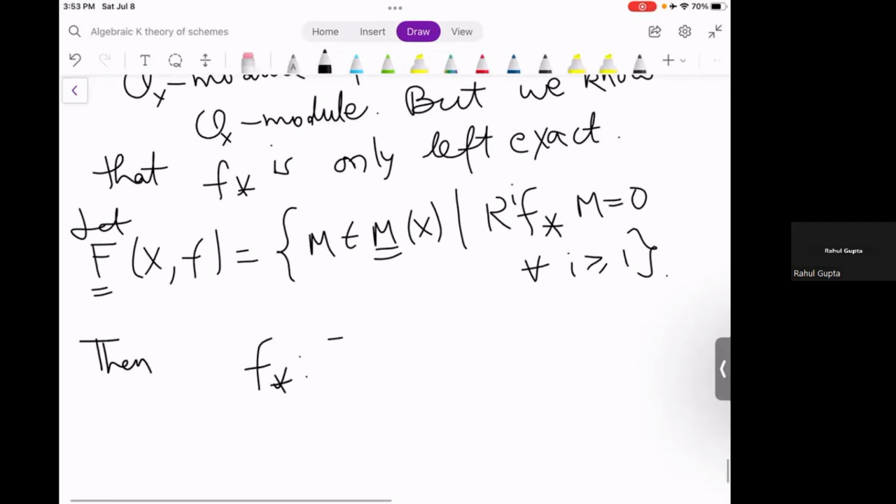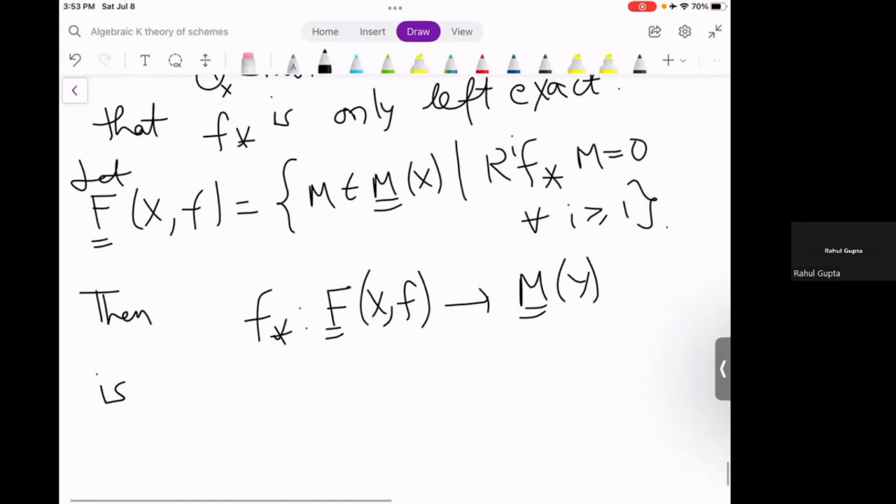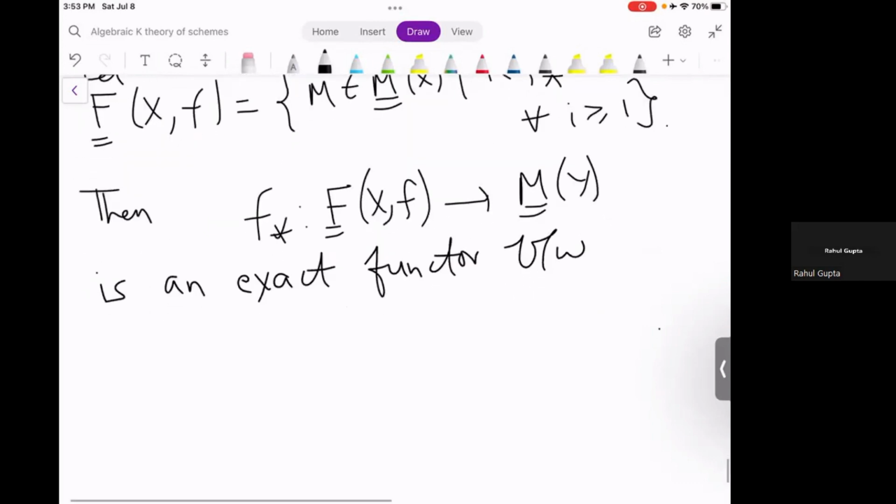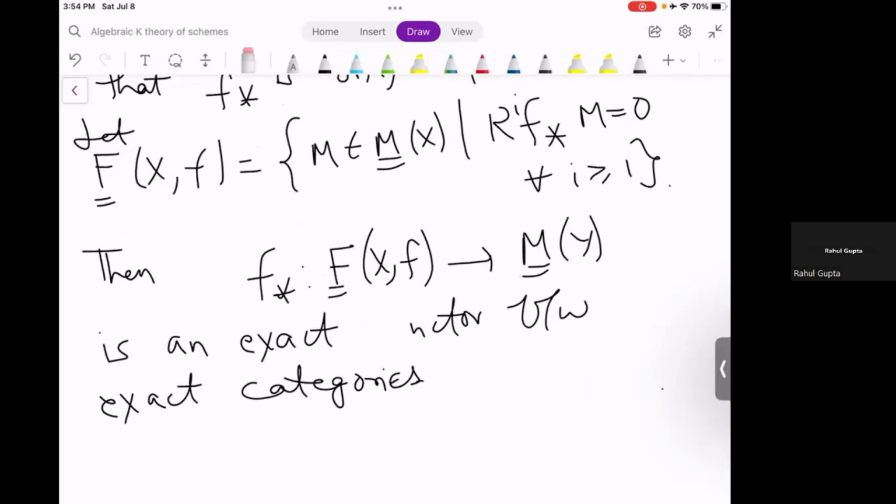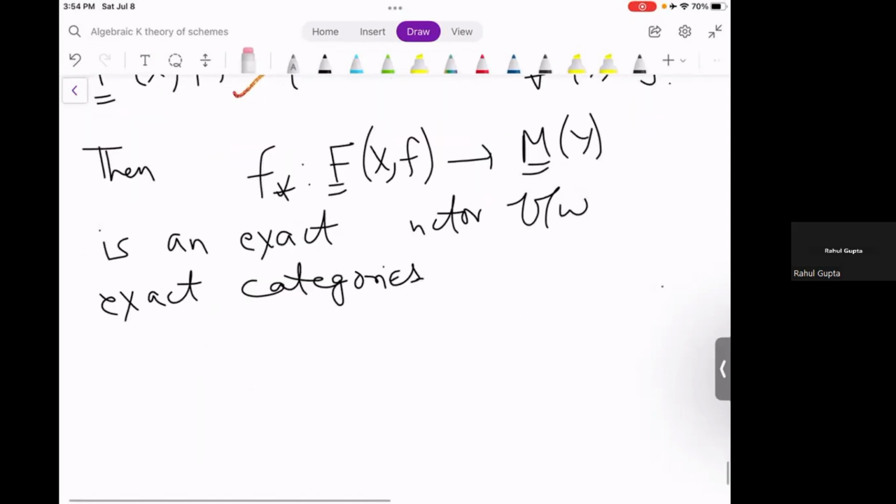Then f_* from this subcategory of X to this subcategory of Y is an exact functor between exact categories. Both are exact categories. It's easy to see that this is an exact subcategory of the ambient category, since this condition is closed under extensions.